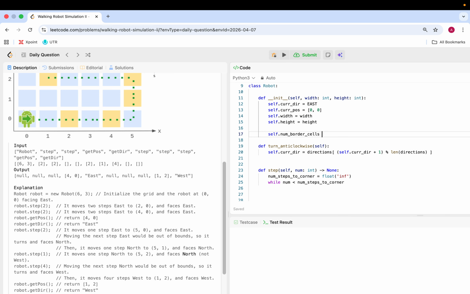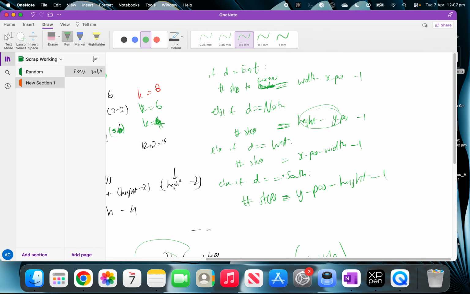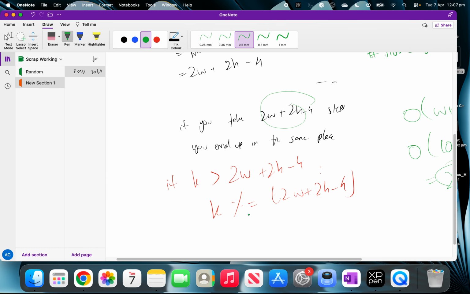And I'll just say self.num_border_cells is equal to 2 lots of width plus 2 lots of height minus 2. And we said num mod equals self.num_border_cells. Fantastic. So that's this idea, right? The idea of doing all this stuff. Yeah, and then we do this if statement.